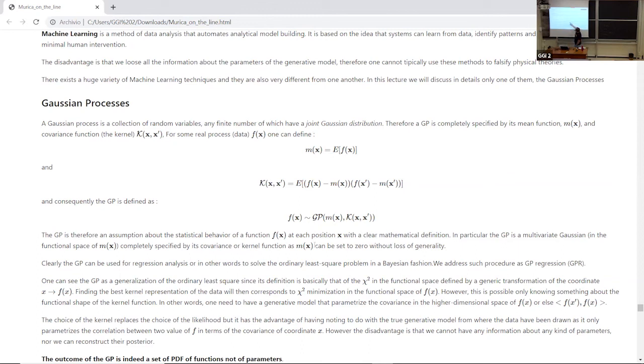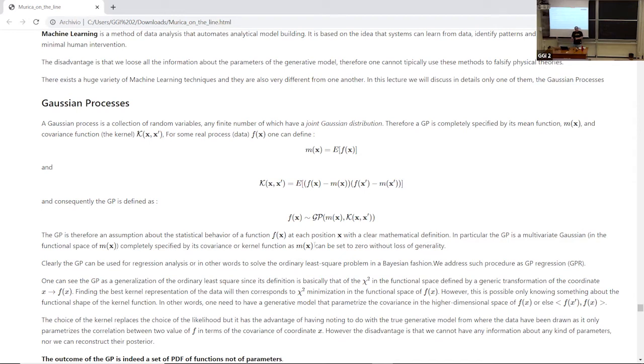You assume that the function is defined as a GP by the mean, the expected value of the function in this space, and its covariance, which is also called the kernel. Typically, one assumes that the mean is zero because we can always remove it, right? So the GP is completely specified by the kernel. The kernel is the only thing we're interested in. I will write it here. You are basically saying that the covariance of two points in the Y is defined by some representation of the covariance of the X. And this is what we want to do now.